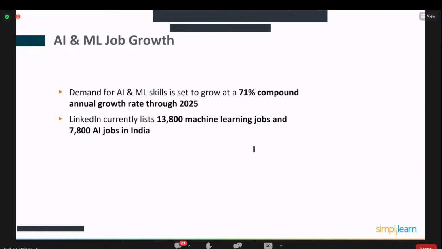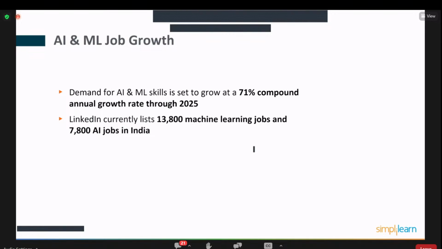One of the great reasons to be in this field is the compound growth and demand for the skills, still at around 70% annual growth in demand for new workers in the field.